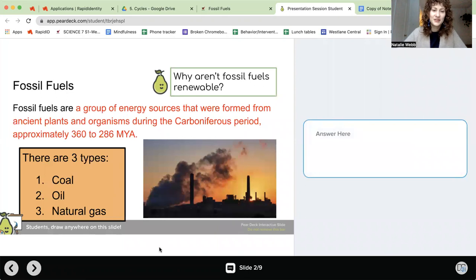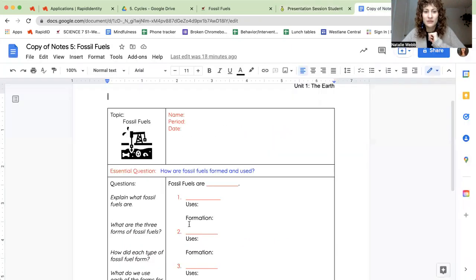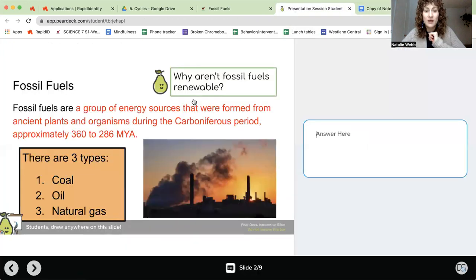All right, so what are fossil fuels? We have a spot for this in your notes right here. It's a long one, but I want you to copy it all. Fossil fuels are a group of energy sources that were formed from ancient plants and organisms during the Carboniferous period, approximately 260 to 286 million years ago. MYA is million years ago.